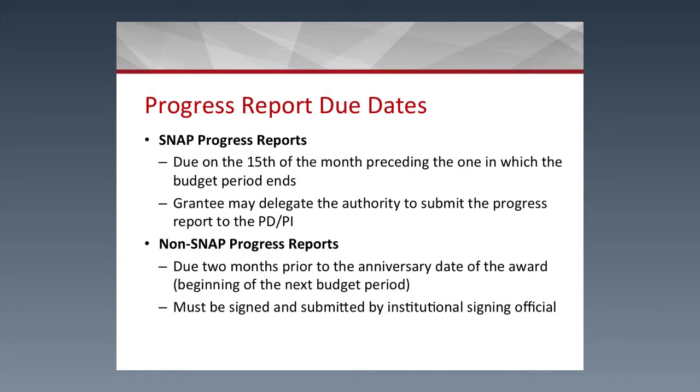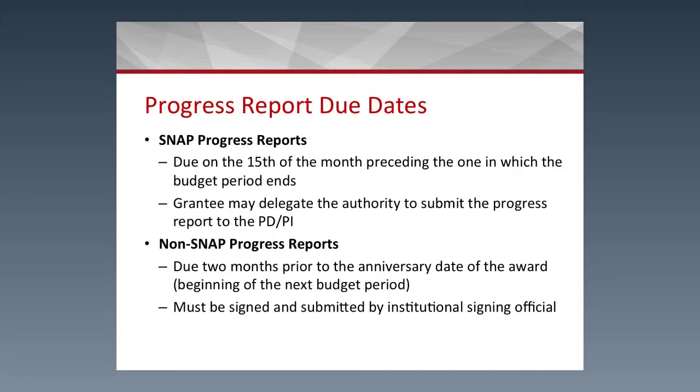There are different due dates based on whether or not you have a SNAP or non-SNAP award. For the SNAP progress reports, they are due on the 15th of the month preceding the month in which the budget period ends. A grantee institution may delegate authority to submit this progress report to the PI or the PD. For the non-SNAP progress report, these are due 2 months prior to the anniversary date of the award and must be signed and submitted by an institutional signing official.